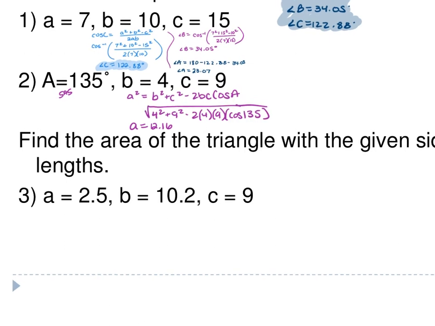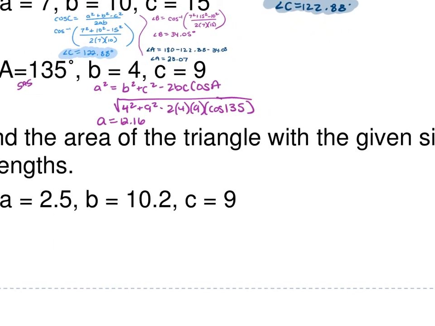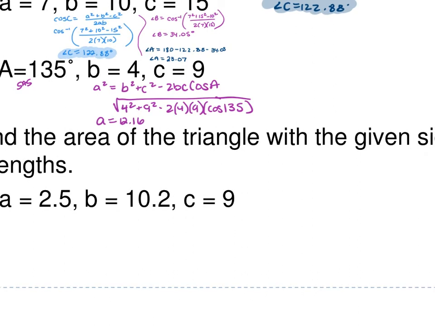Then I've got to find angle B and angle C. So because I was given an obtuse angle to begin with, I can switch this to law of sines. If I wasn't given an obtuse angle at the beginning, then I would keep with law of cosines. And again, you can keep law of cosines just to be safe.